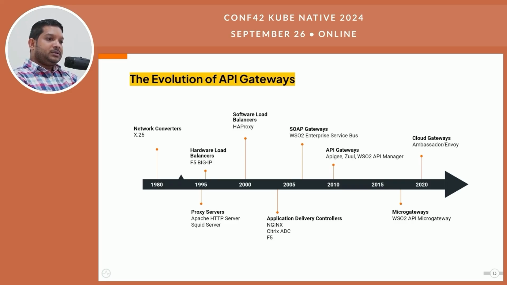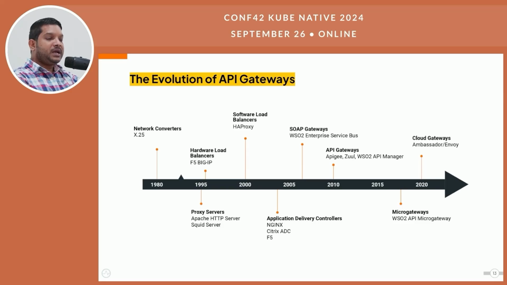So if we look at some historical context of API gateways, early gateways functioned as converters, enabling communication between different network architectures. Then there were proxy servers and hardware load balancers. In the early 2000s, application delivery controllers such as Nginx, Citrix, and F5 were introduced. With web services APIs, SOAP gateways came into the picture by enabling integration, protocol conversion, and security enforcement for SOAP-based services.